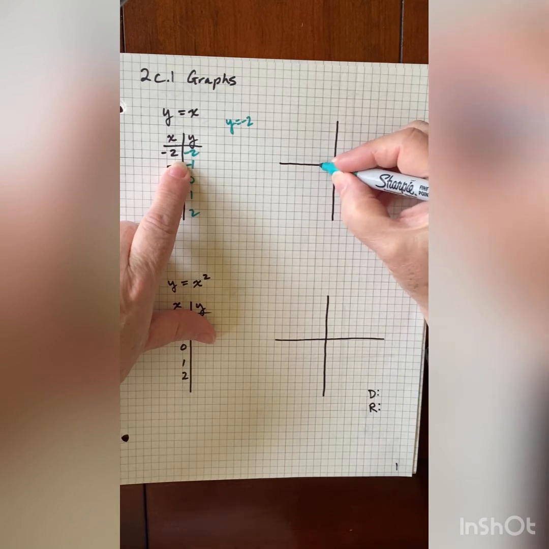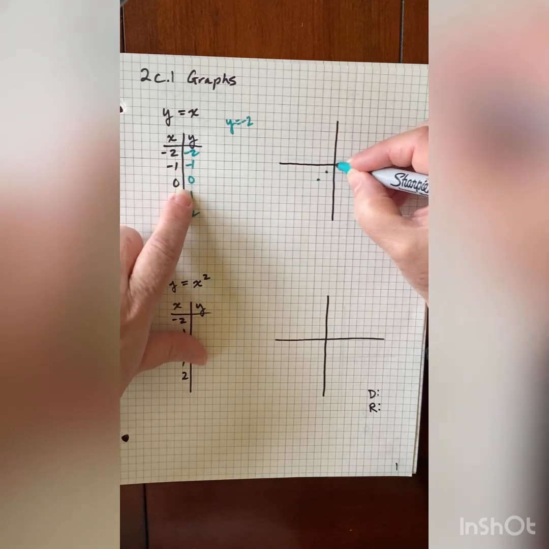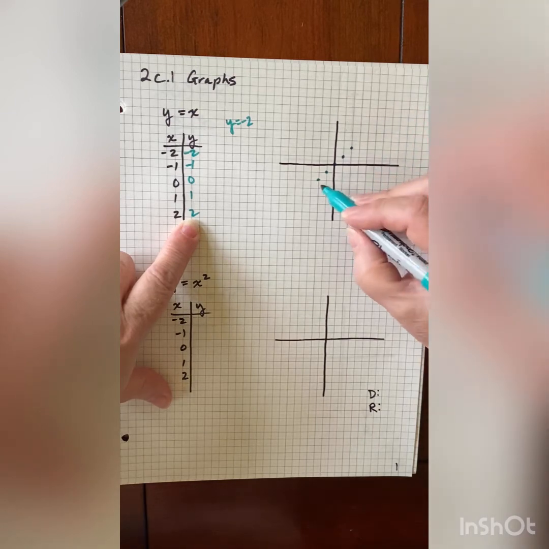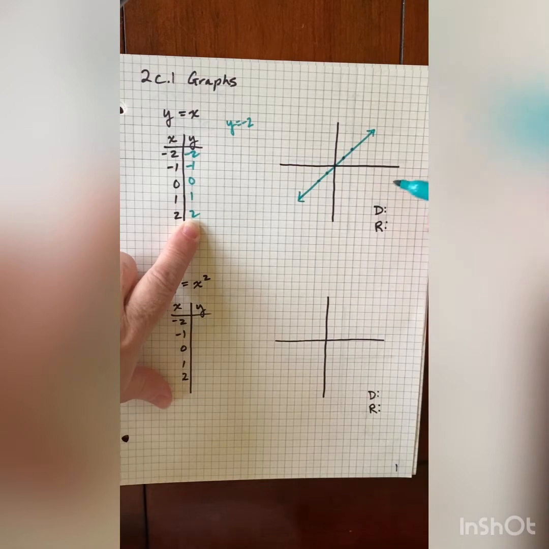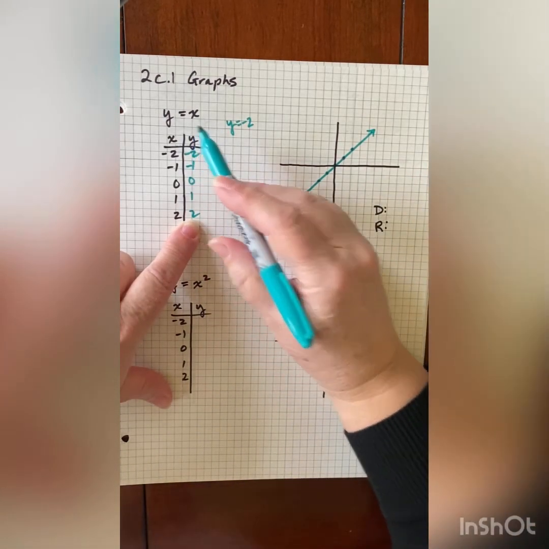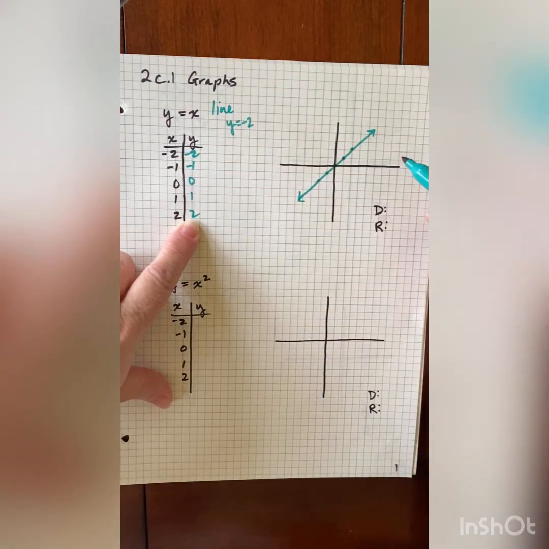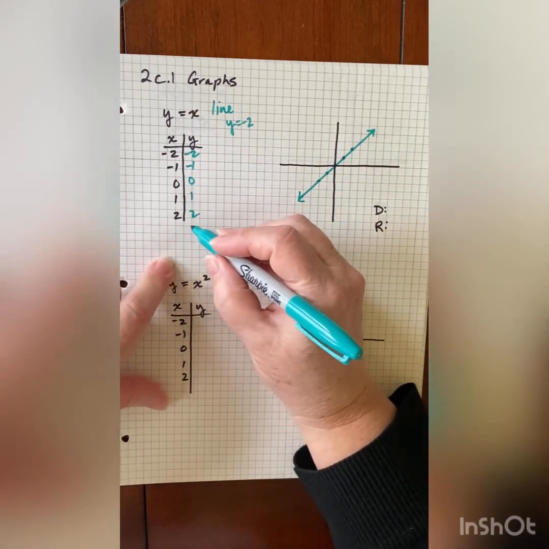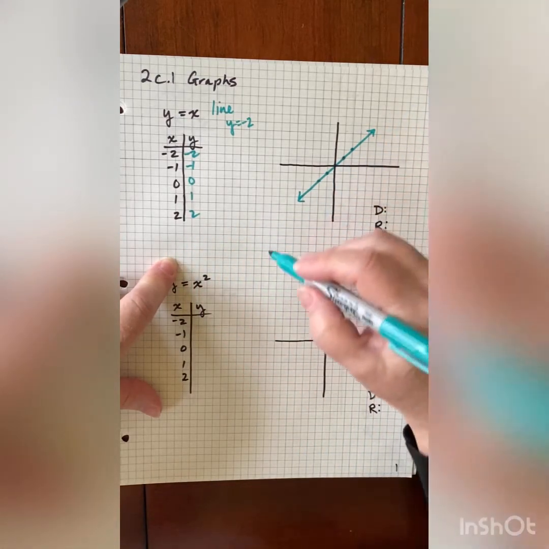-2, -2. -1, -1, 0, 0, 1, 1, 2, 2. Put a line through it, and here you go. So if x is to the first power, we get a line. I put those arrows on there because I could put a 3 over here and a 4 or -5, whatever. So it goes on and on forever.